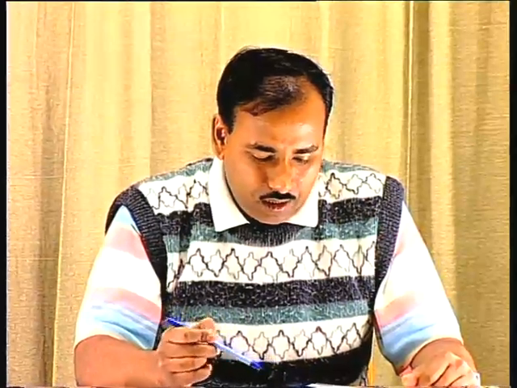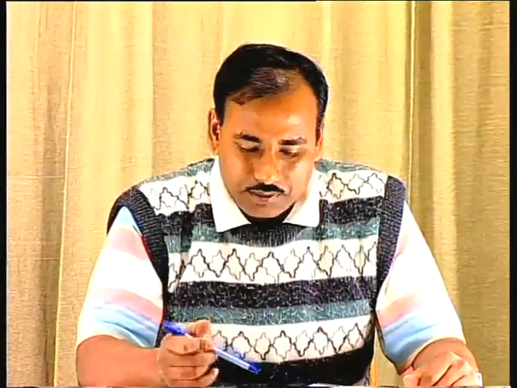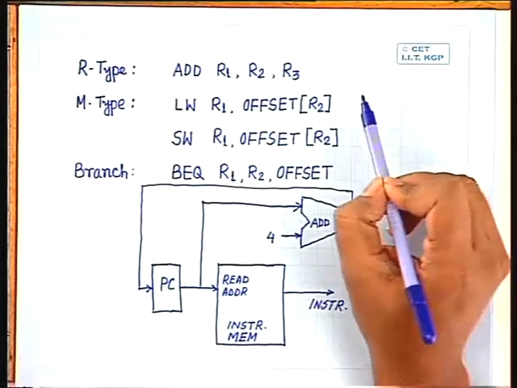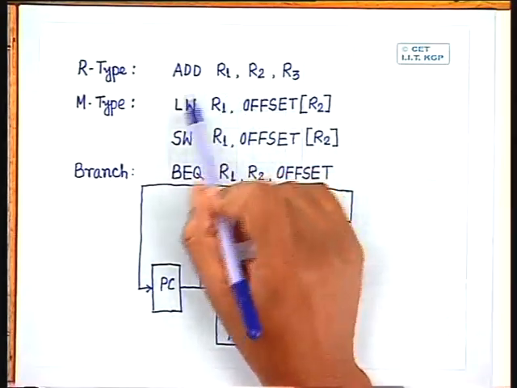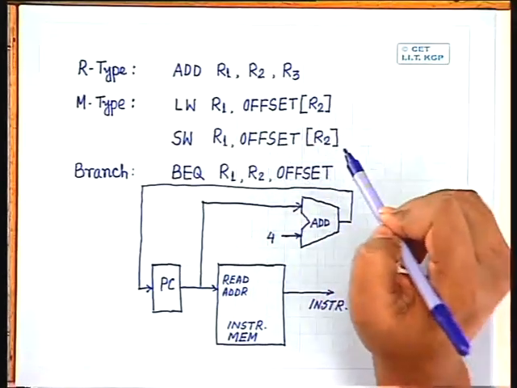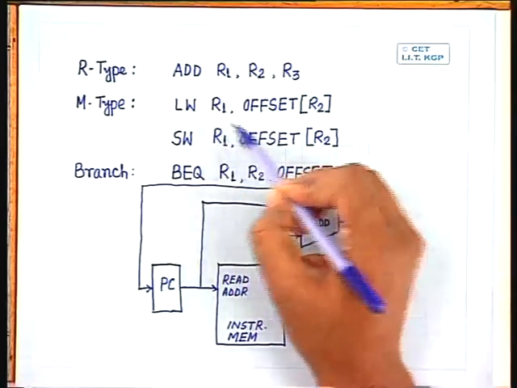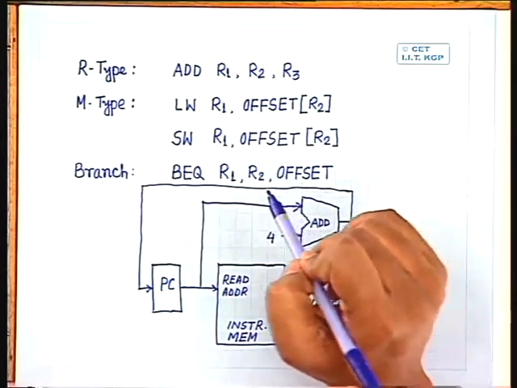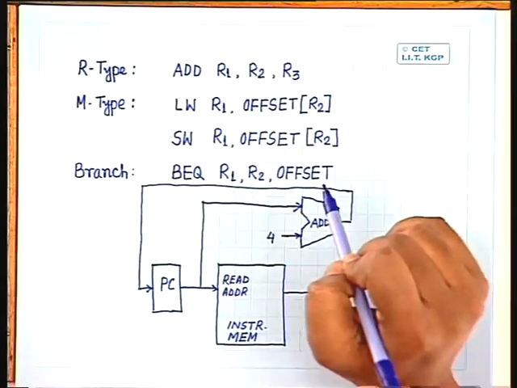In the last class, we started discussion on MIPS processor architecture, and to build up the MIPS processor architecture, we have taken some representative examples from the MIPS processor instruction set. One example is the add instruction, which is a register type or R type instruction. Then two M type or memory reference instructions, load word and store word, and one branch instruction, that is branch on equal.